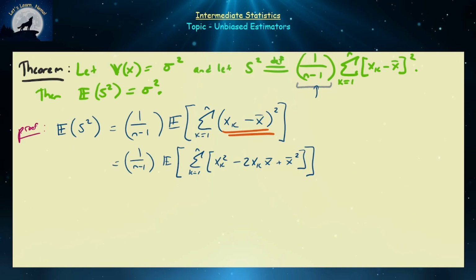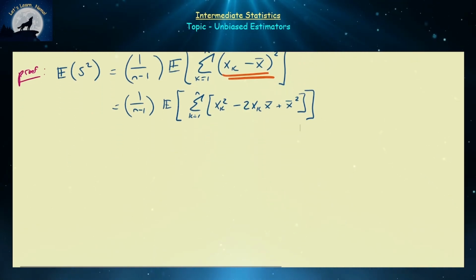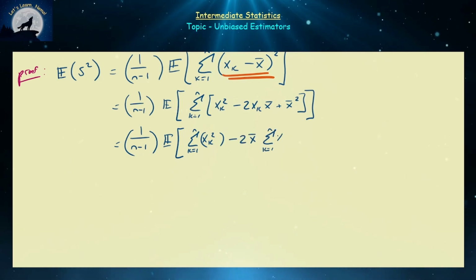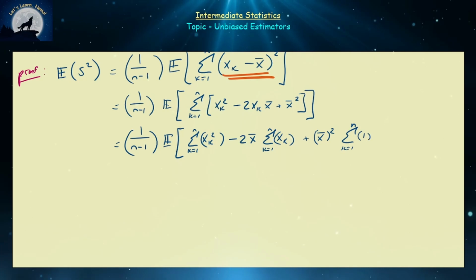Now keep in mind, with respect to summations, x bar is a constant. So I highly recommend working out the summations first and then doing the expectation rather than the other way around. So we're going to have 1 over n minus 1 times the expectation. And then what are we going to have? We're going to have the sum from k equals 1 to n of xk squared, minus 2 x bar times the sum from k equals 1 to n of xk, and then plus x bar squared times the sum from k equals 1 to n of 1.